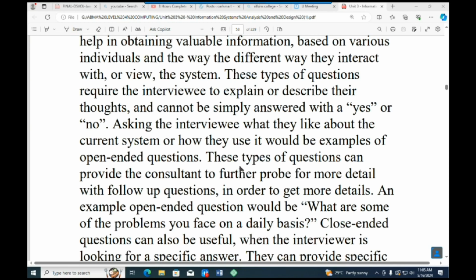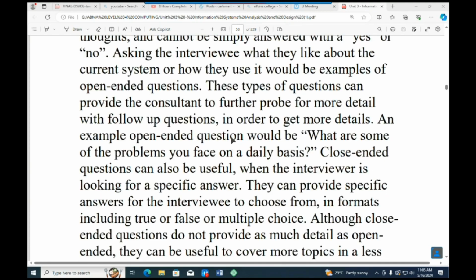These are questions that allow the analyst to probe further and get more details with follow-up questions. You can ask a question, and as the interviewee is explaining, you ask another question to help you get clearer information in the midst of the explanation. That is going to help you get more details. So questions like, what are some of the problems you face on a daily basis?